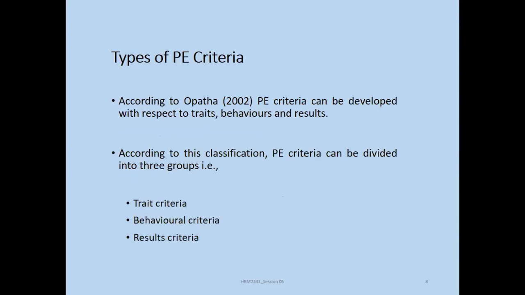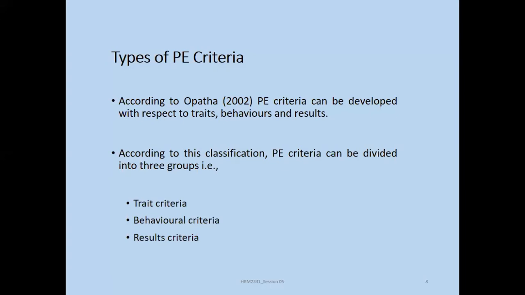Then we move to the next learning outcome. It is types of performance evaluation criteria. We can categorize performance evaluation criteria based on two main classifications. The first one is what factor we are going to evaluate. According to OPATH 2002, performance evaluation criteria can be developed with respect to the traits, behaviors, and results. There are three: traits, behaviors, and results.